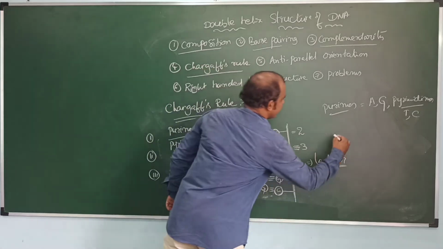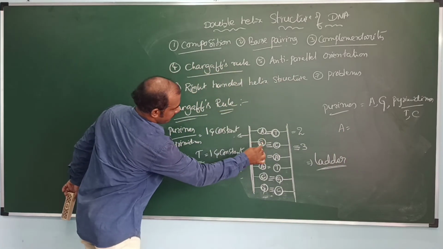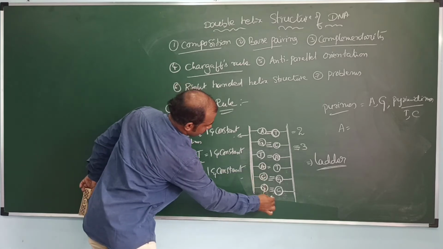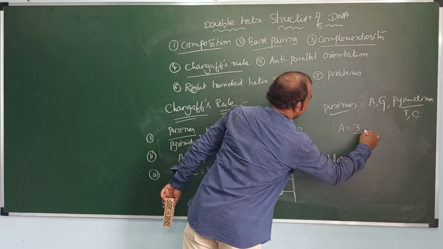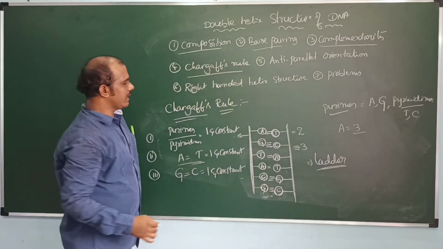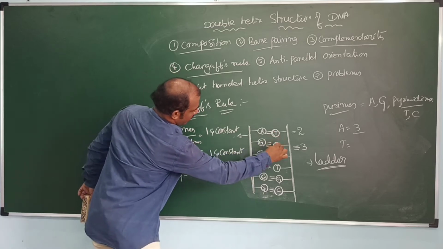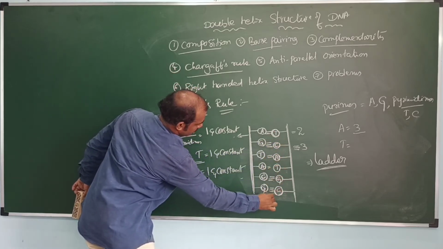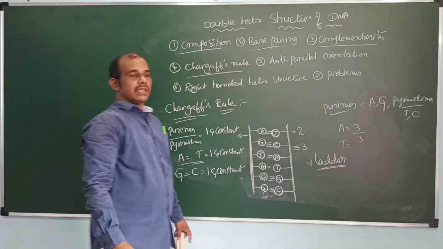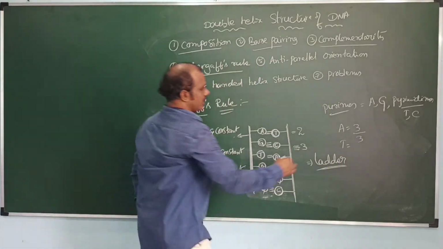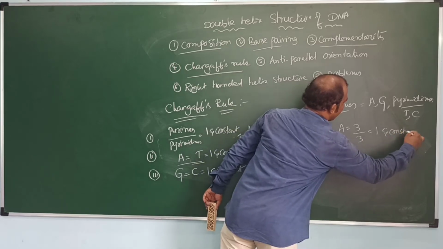Now let us know about the ratio of adenine and thymine. How many adenines are there in a given DNA? 1, 2, 3. 3 adenines are there. And how many thymines are there? 1, 2, 3. So thymines are also equal to adenines, and the ratio between them is also 1 and constant.